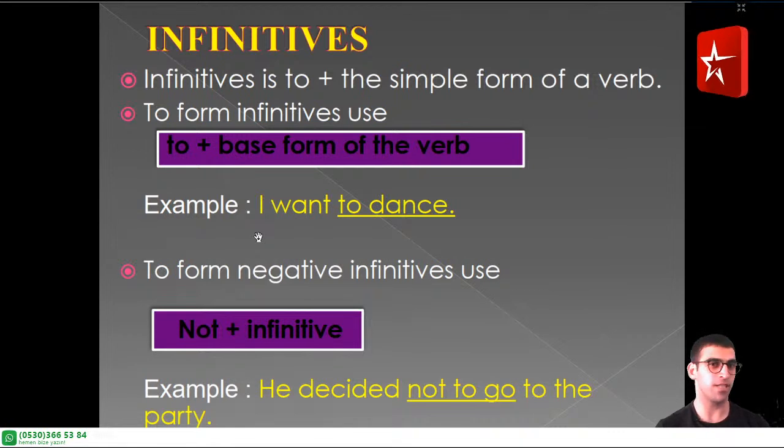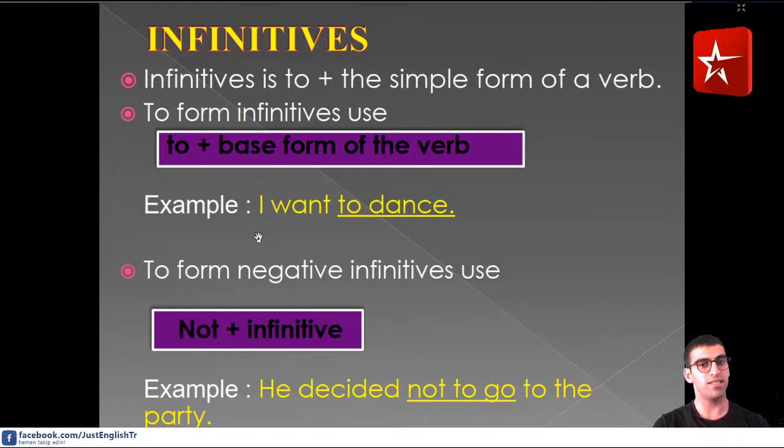So after this kind of verbs, what are we using? We are using to plus the simple form of a verb. What about the negative form? The negative form of infinitives is adding not before the infinitive.